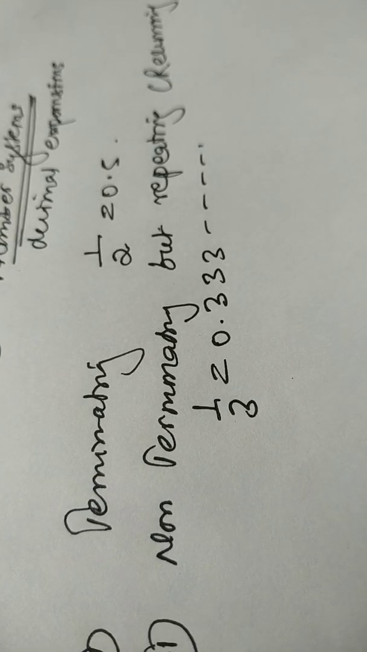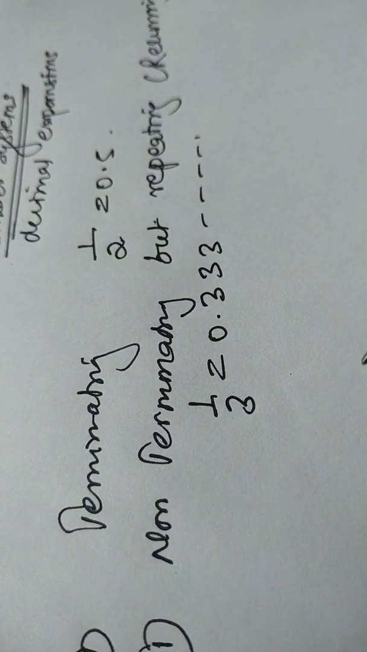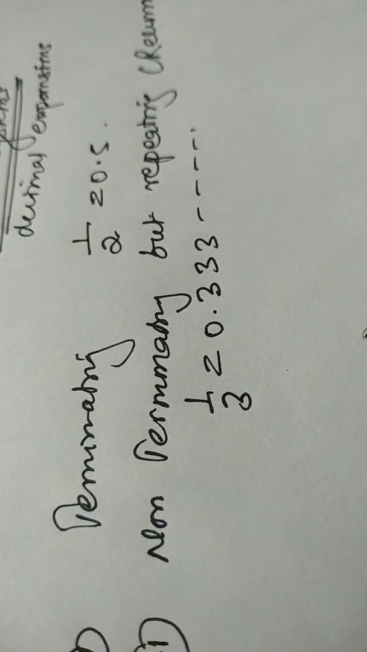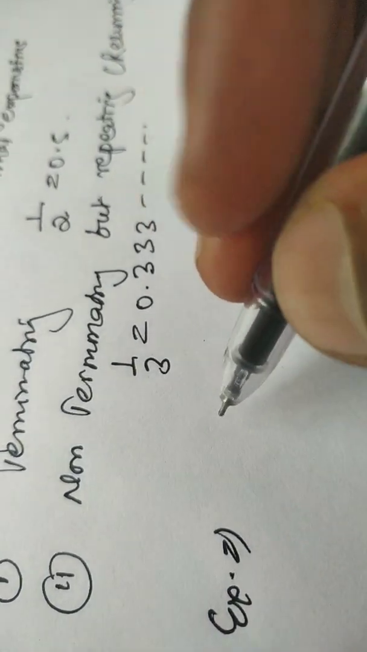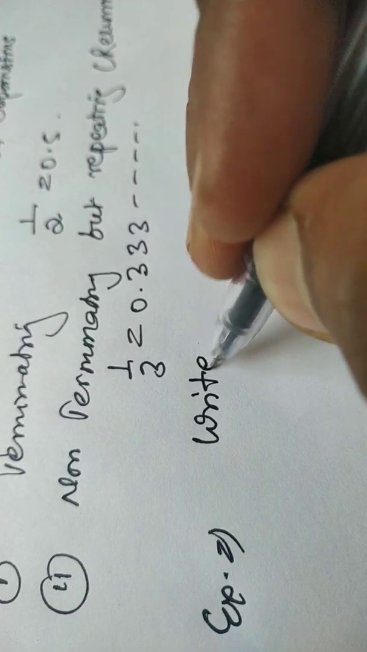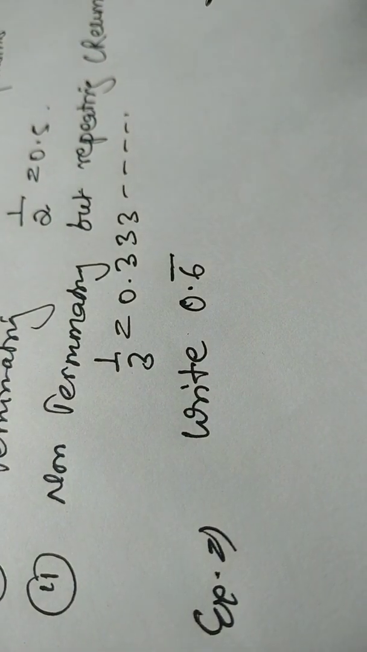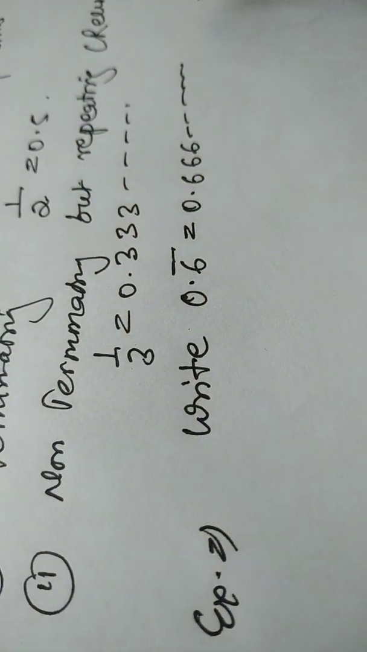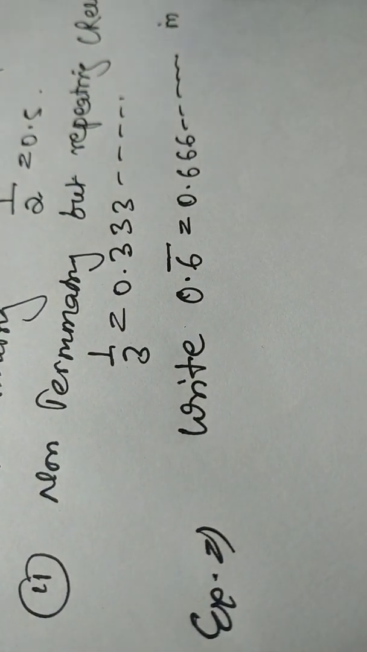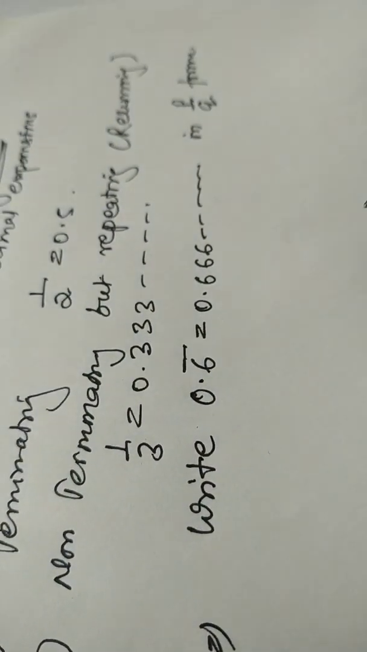Students, let's take examples. If a decimal expansion is repeating and recurring, for example, convert 0.6 bar, which we discussed yesterday, that means 0.666 dot to infinity, to P upon Q form, where Q is not equal to 0.